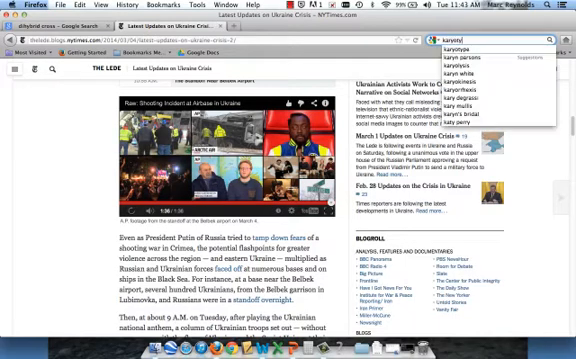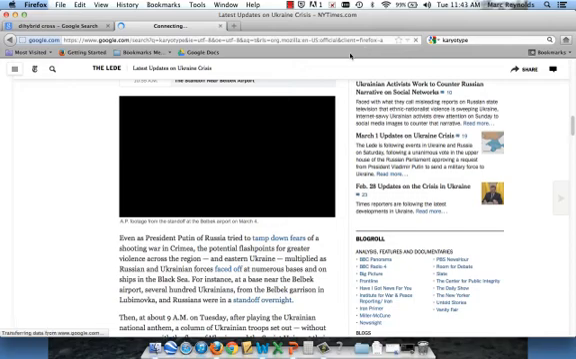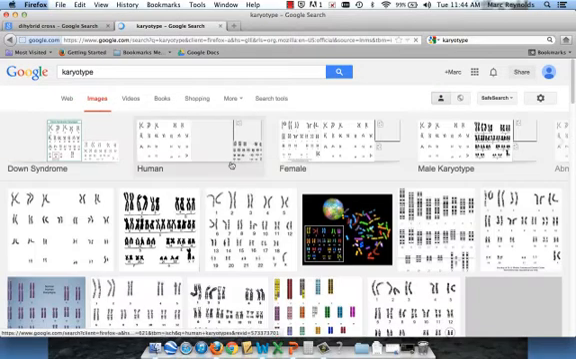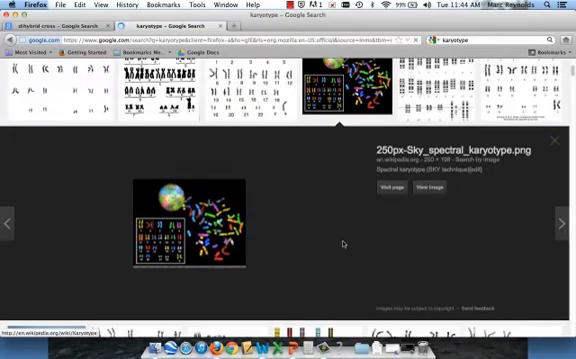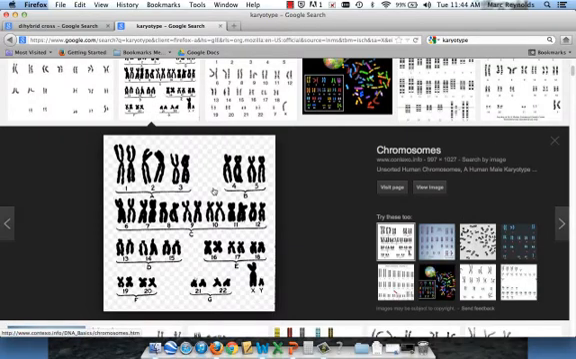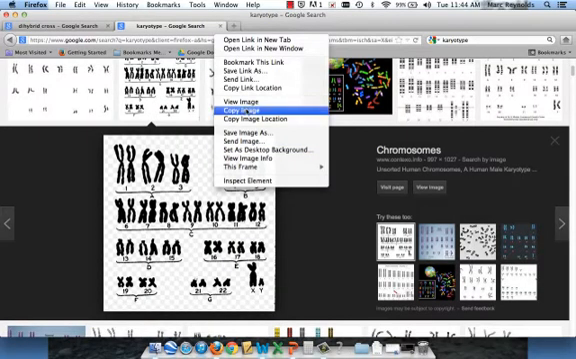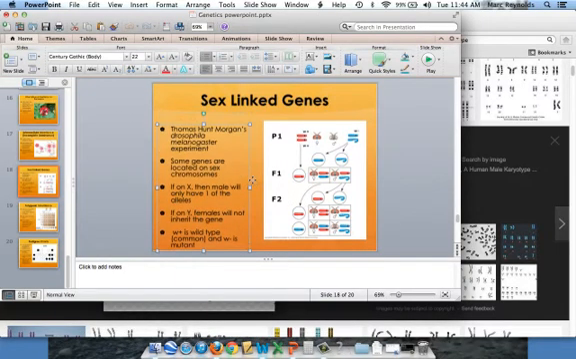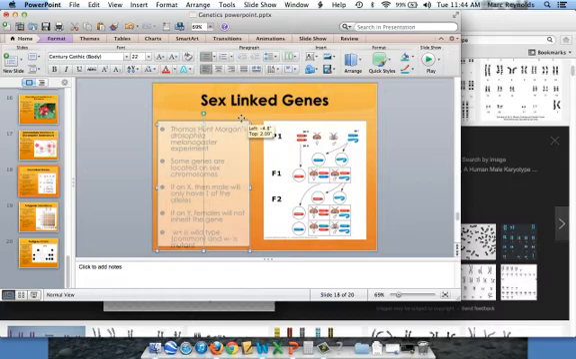Look at a karyotype. I was looking at some news on Ukraine stuff. A karyotype video. I like the colored ones here. Oh, let's look at this one. Okay, we bring it back down. I didn't mean down that way.